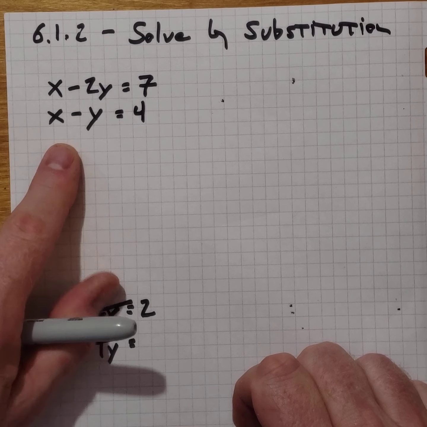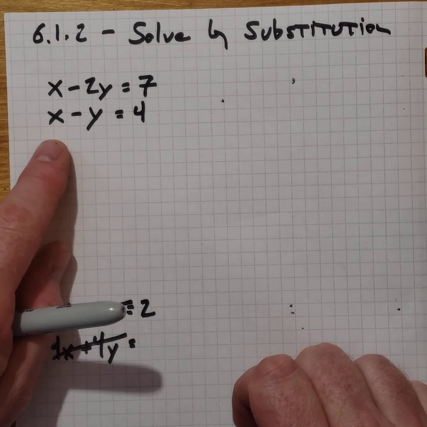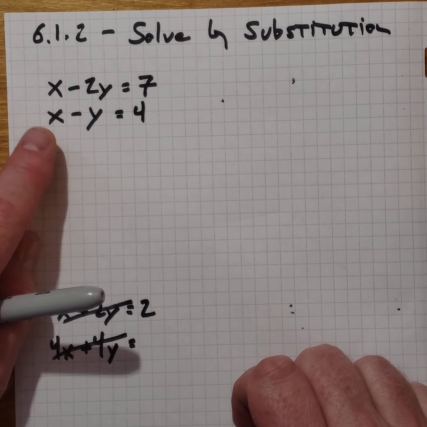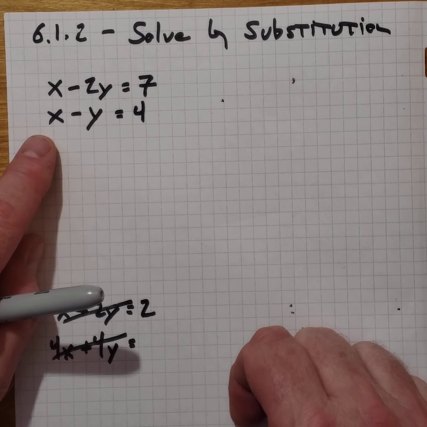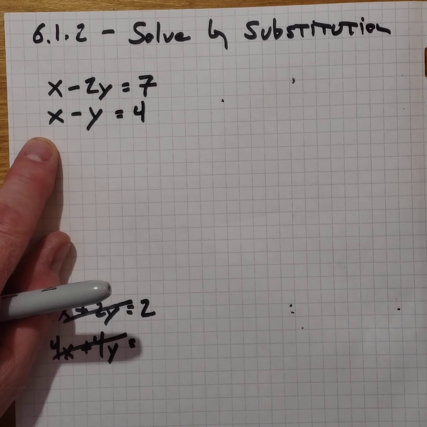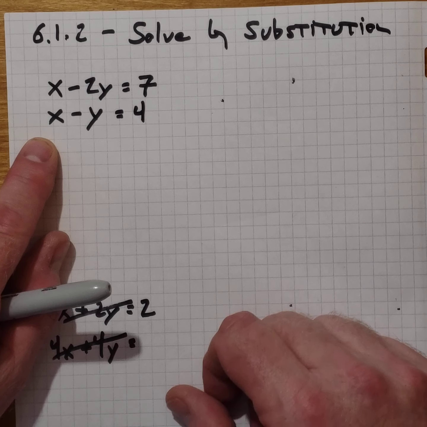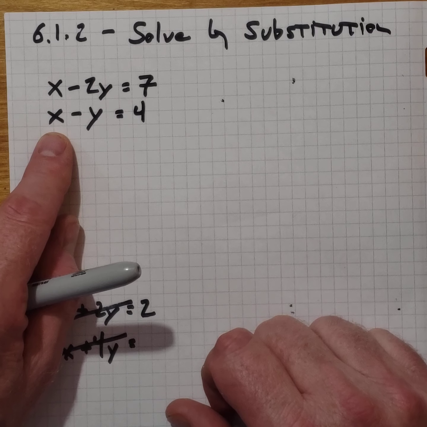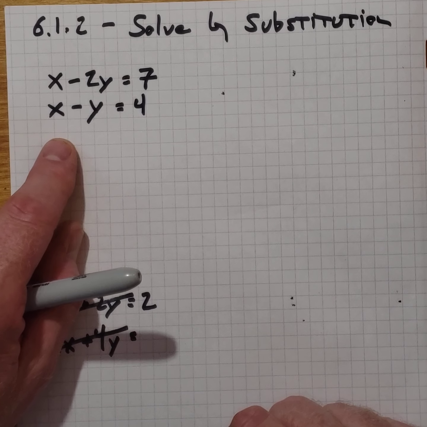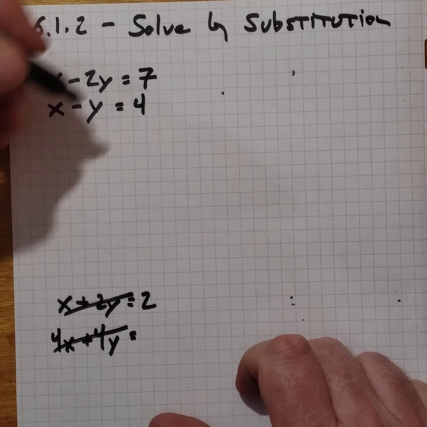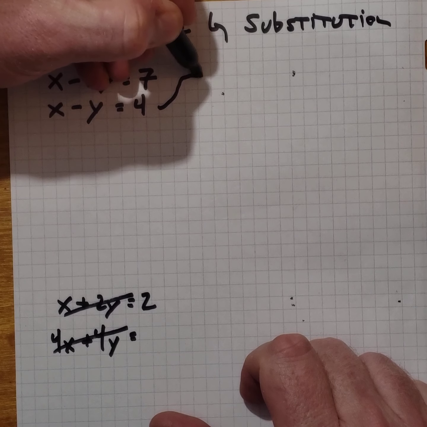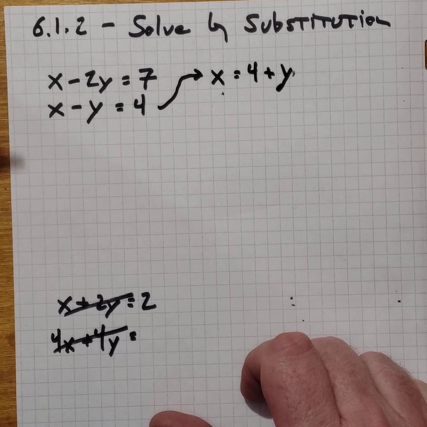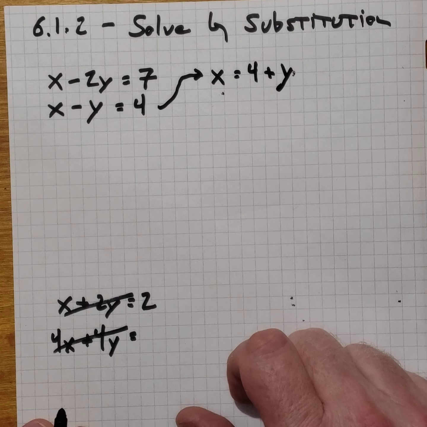Now, what we need in order to use substitution is we need at least one of our equations to be one we can easily solve for one of the variables, meaning we can rearrange it so it says either x equals stuff or y equals stuff. In this case, both of them are very easy to rearrange because there's no number in front of the x. I'm going to choose the second one, and I'm going to rearrange it so that it says x equals 4 plus y. Just add y to both sides.